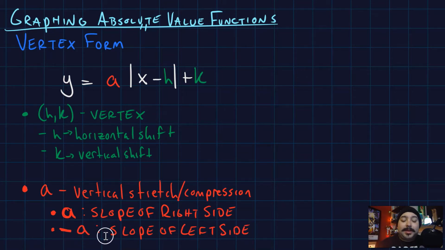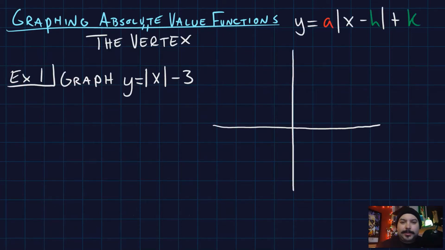So to help understand how this equation works, we will start off with changing the values of the vertex and seeing how that affects our graph. For our first example, we will be graphing the equation y equals the absolute value of x minus 3. Now, once again, we're going to be using our vertex form y equals a times the absolute value of x minus h plus k to help us graph this.